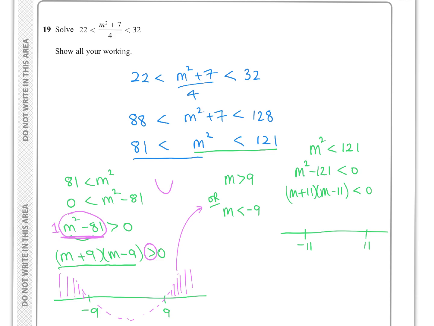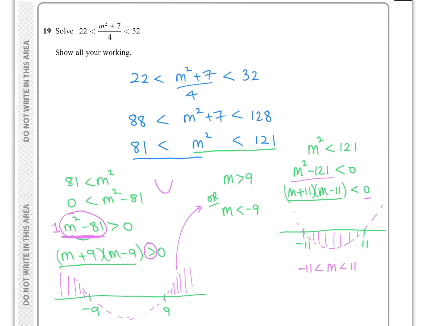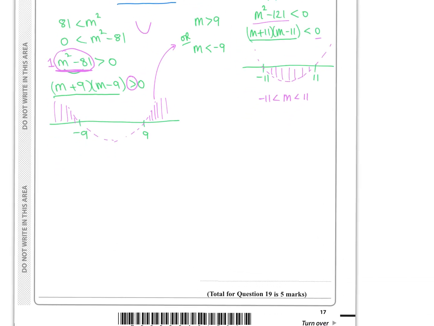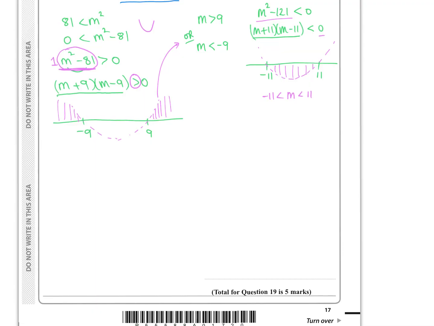And I want to be where this quadratic is going to be less than 0, and this quadratic is going to have the same kind of shape. And where is it less than 0? Well, in here. So that's where m is between 11 and minus 11. So all I have to do now is put this information on one number line.